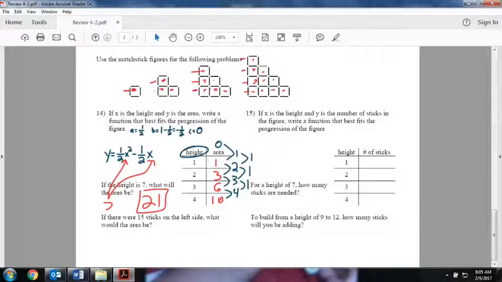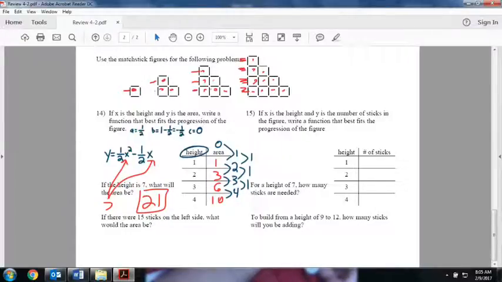If there were 15 sticks on the left side, what would the area be? Okay, this is the same question. It just asks it a little bit differently. Remember the sticks on the left side? These are the sticks on the left side. Well, if there's 15 of those, then the height is 15. Just asking it from a different angle is really all we're doing. See if you can process it and you're willing to think about it. So 15 sticks means a height of 15, which means plug 15 in for x.